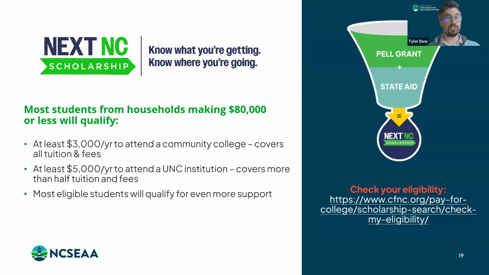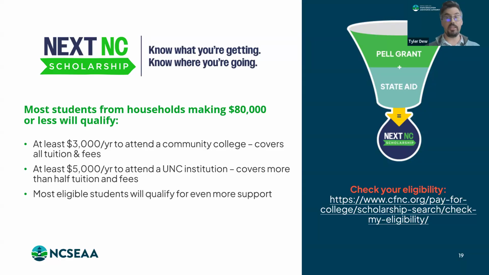Students who are from households making $80,000 or less will qualify, and you'll qualify for at least $3,000 a year to attend a community college. Usually that covers all tuition and fees at community college. You will also receive at least $5,000 a year to attend a UNC public institution, and that usually covers more than half of tuition and fees depending on where you're going.